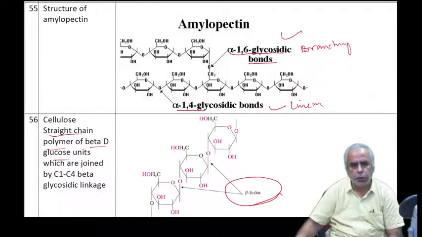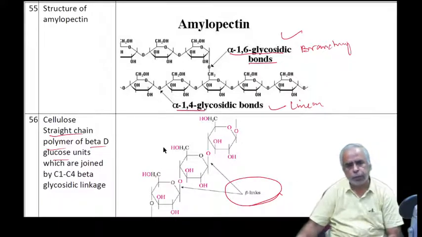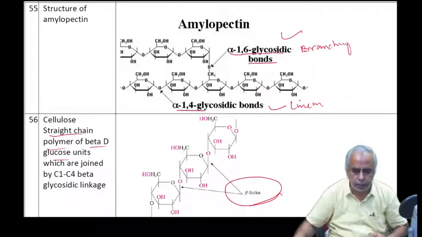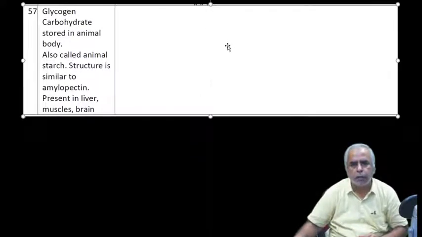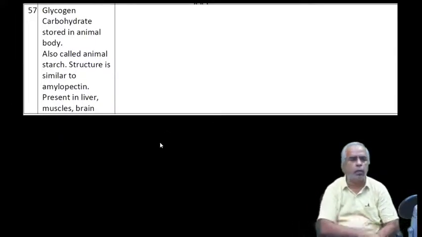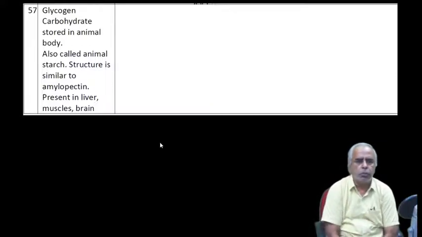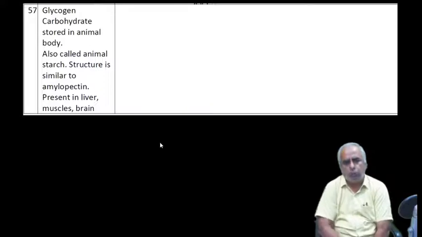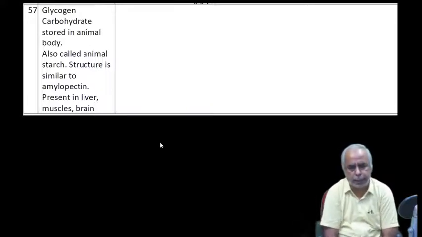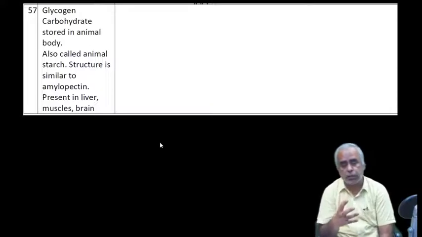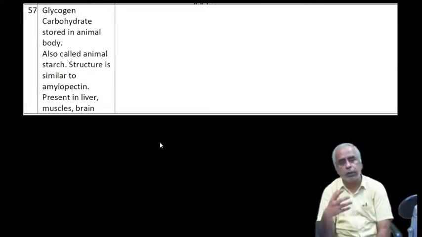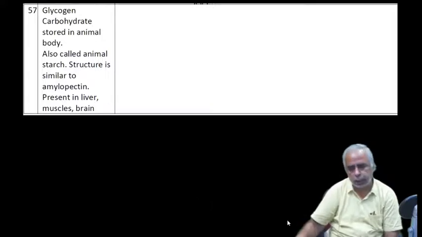And you should know something about the glycogen also. What is glycogen? Glycogen is the carbohydrate that is present in animal body, that is stored in animal body. So it's a carbohydrate stored in animal tissues. Such animal starch is almost similar to amylopectin. It is present in muscles and brain, and also in liver. So they are called glycogen.